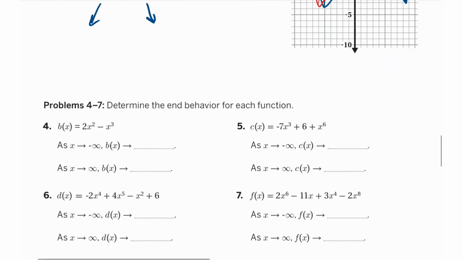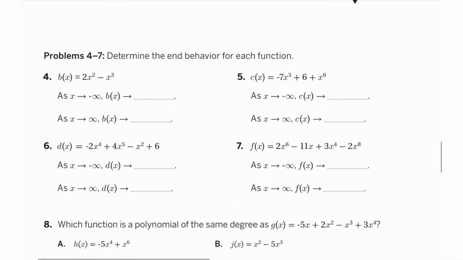All right, problems 4 through 7, determine the end behavior for each function. When I look at this, I'm looking for the degree, and the highest exponent is 3, meaning that the ends point in different directions. The leading coefficient is negative, so the right side is pointing down, which means the left side points towards positive infinity, and the right side points towards negative infinity.